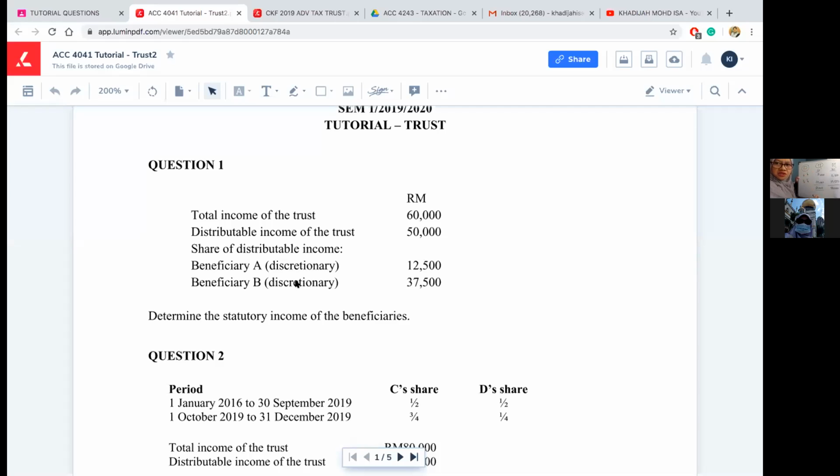When you talk about discretionary trust, it means that the statutory income of the beneficiary will be the lower of the two. So in the case of A, total income is 15,000, distributable income is 12,500, means that the lower income is 12,500. That is the statutory income of A. But for B, the total income is 45,000, distributable income is 37,500. Again, the statutory income for B is also 37,500 because this amount is lower than the total income. So that answers your question number 1.